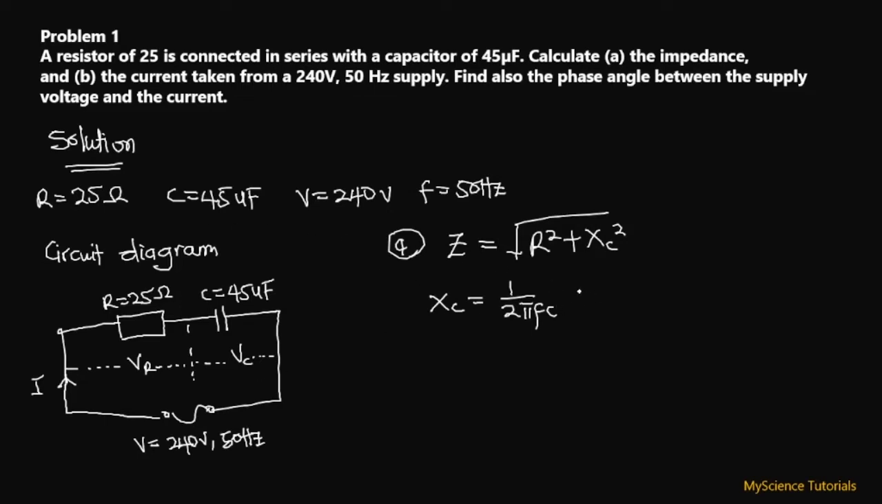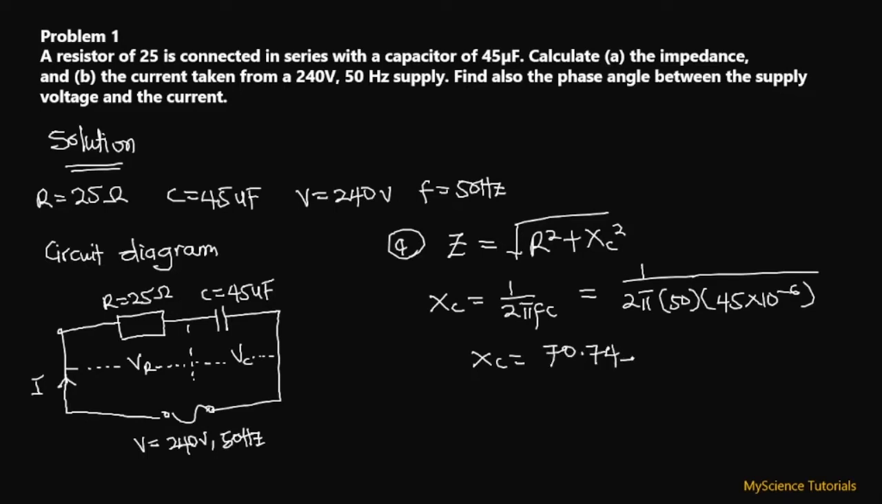So let's have a look at that. This is going to be 1 over 2 pi, our frequency is 50 hertz, multiplied by the capacitance of the capacitor, which is 45 microfarad, so 45 times 10 raised to the power minus 6 over here. Now, if we compute everything into our calculator, 1 over 2 pi multiplied by 50 multiplied by 45 times 10 raised to the power negative 6 is going to give me 70.74 ohms as my capacitive reactance.